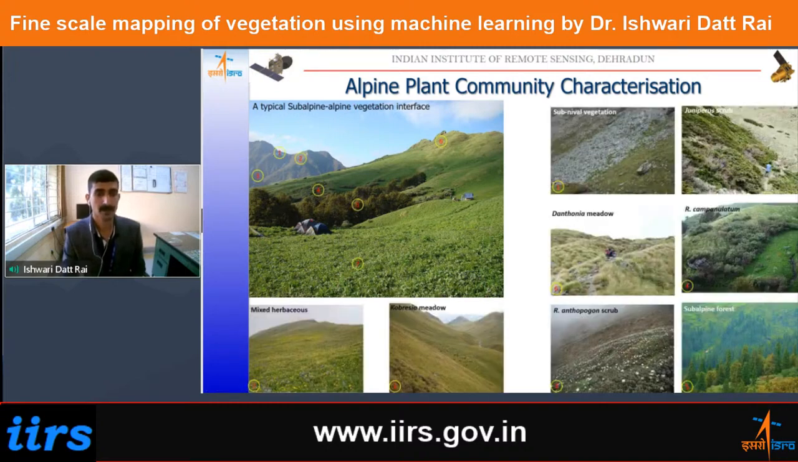Because these landscapes are highly heterogeneous in terms of local or microclimatic conditions, and those microclimatic conditions govern the distribution of different vegetation classes even in a very small landscape. Here you can see, in a very small landscape, at least seven different vegetation communities appear.